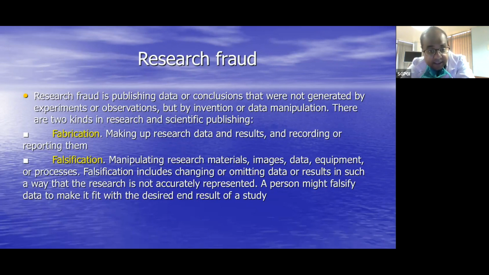And falsification is when you manipulate your data. So you play with the statistics, you remove outliers, and you try to make your paper look very clean and actually fitting perfectly in your hypothesis. So this is called falsification. So the two types, fabrication and falsification, are a major concern in publication, and these are serious ethical issues which drastically lower the reputation of the scientist.